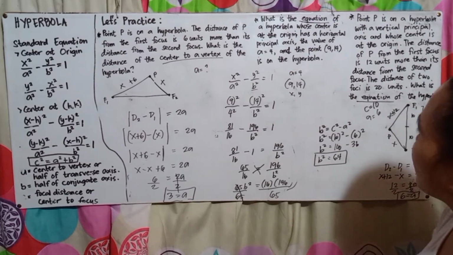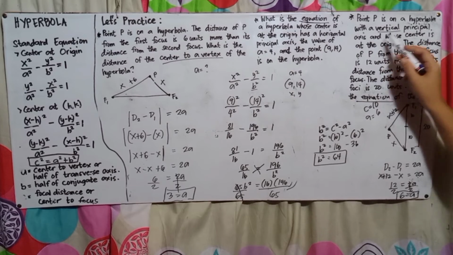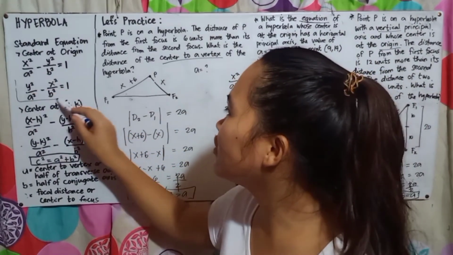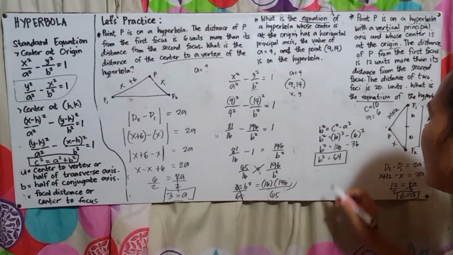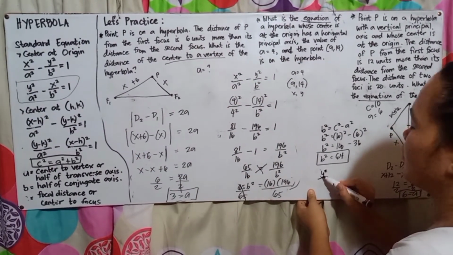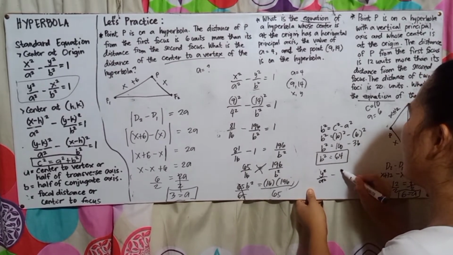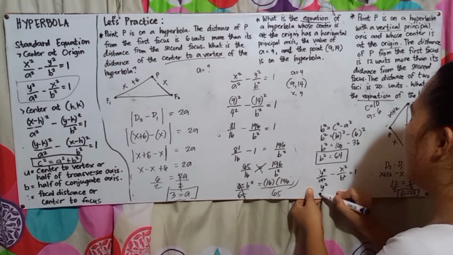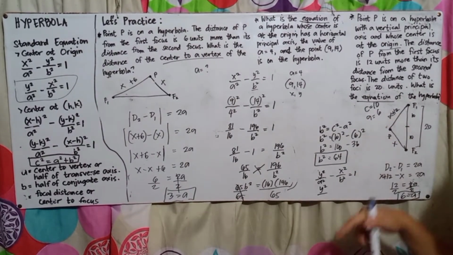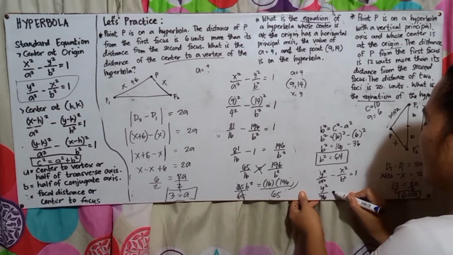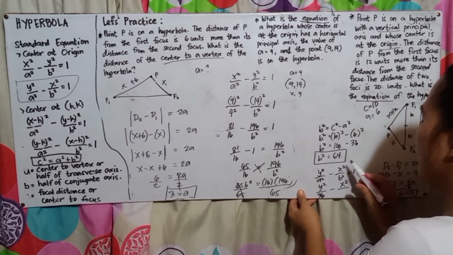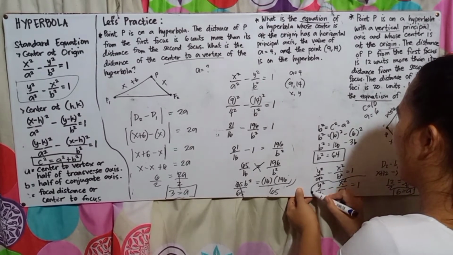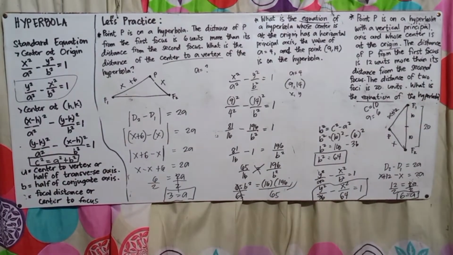Next, the question is the equation. The transverse axis is vertical, and the center is at the origin. So, we will follow y squared over a squared minus x squared over b squared equals 1. So, y squared, our a is 6. So, 6 times 6, 36. Minus x squared, our b squared is 64, equals 1. So, this is now our equation.